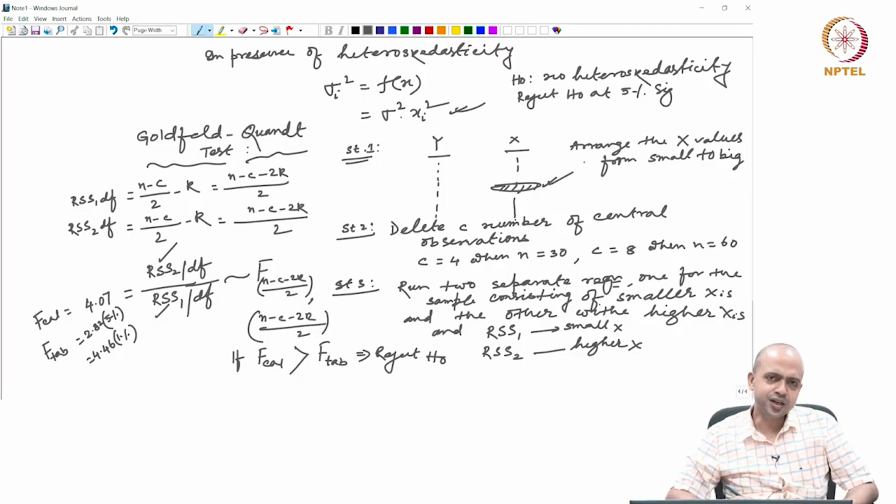Okay? But there are certain limitations of this Goldfeld-Quandt test. First of all, how many observations I will delete, C, there is no clear-cut statistical rule which says this is the value corresponding to this particular n. This is a kind of rule of thumb: C equals 4 when n equals 30, C equals 8 when n equals 60, C equals 10 when n equals 120, something like that. But there is no clear-cut mechanism by which I can determine the value of C. So, that means limitations.